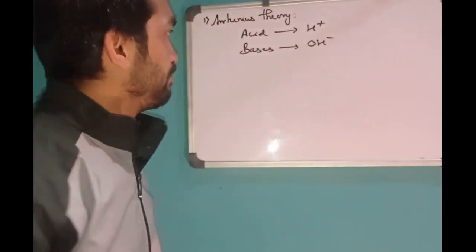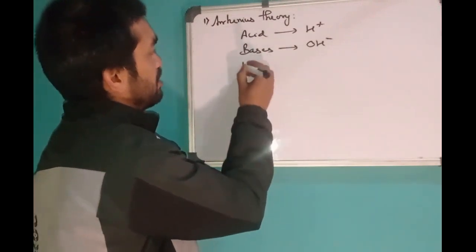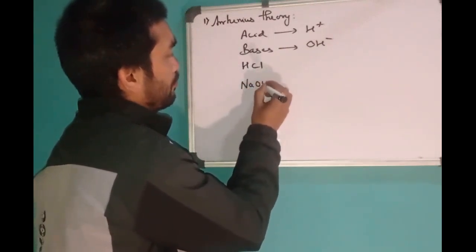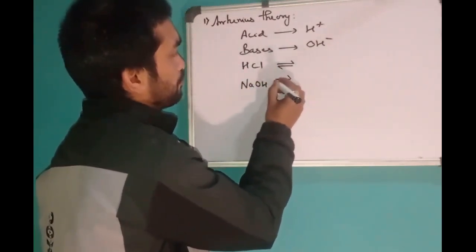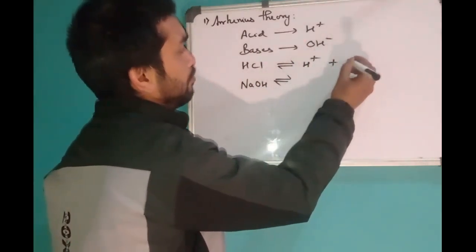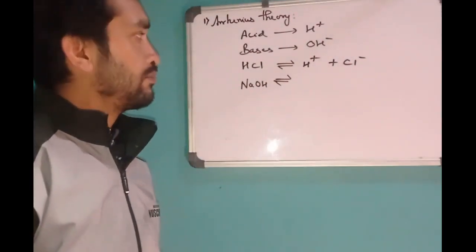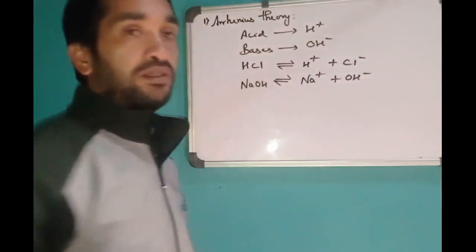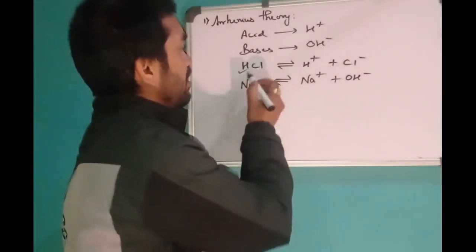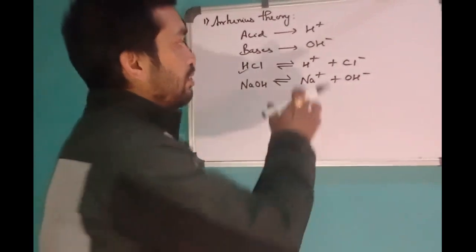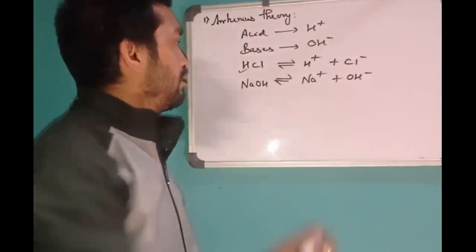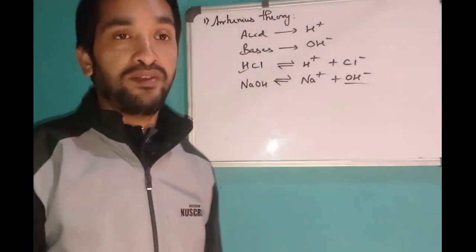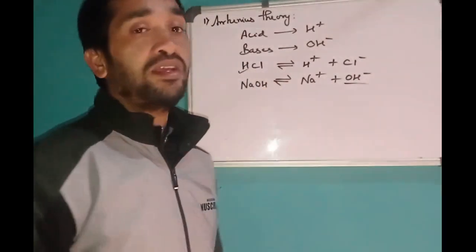So let us take some examples. The simplest acid you know is HCl, and a simple base that you know is NaOH. So when you dissolve HCl in water, it gives you H positive plus Cl negative. Very easy. NaOH gives Na positive plus OH negative. So according to Arrhenius theory, HCl is an acid. Why? Because when it is dissolved in water, it furnishes H positive ion. NaOH is a base. Why? Because when it was dissolved in water, it furnished OH negative ion. So this is the example for Arrhenius theory.